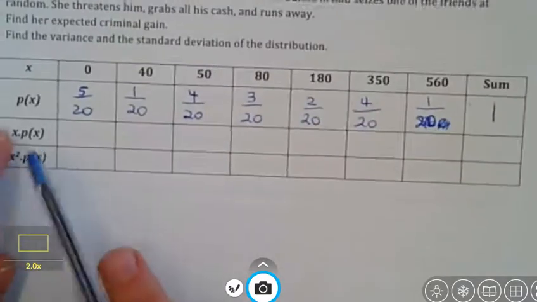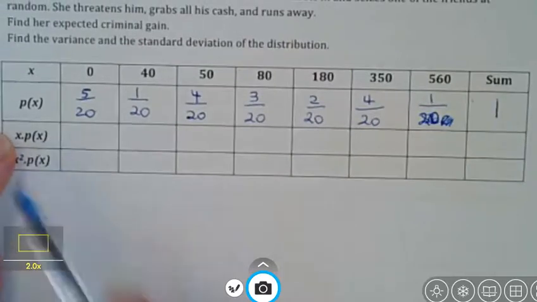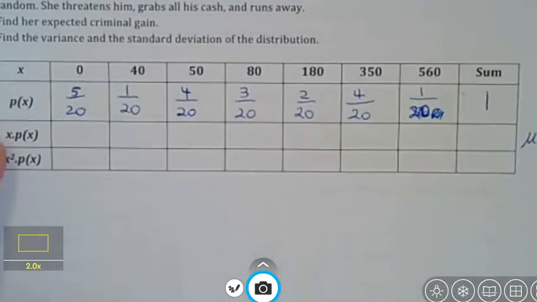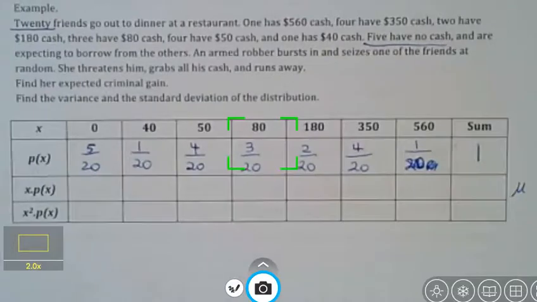So x times p(x), that's just your expected value, which is mu, when you finish working it out. Is this using the original formula or the alternative formula? The alternative, the second one. So we're using the second formula here. It is a bit easier than the first one.